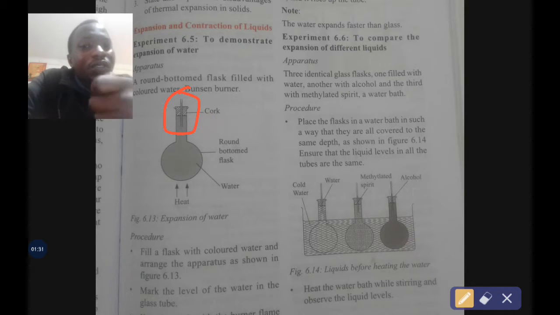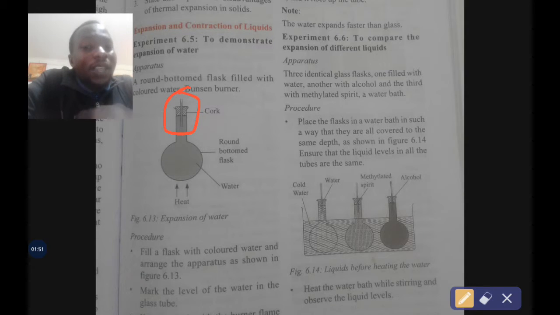So the moment the heating is started, the flask will expand. When the flask expands, it is going to create a bigger space. So the water level will drop to occupy that extra space that has been created within the flask.